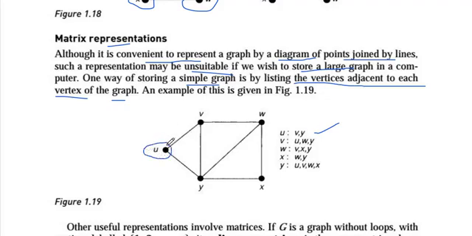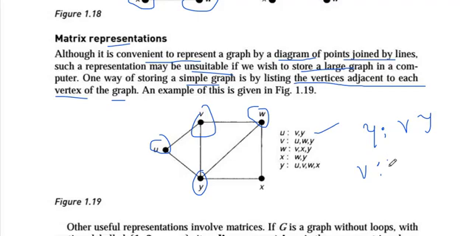Let's say we take vertex u. For vertex u, which vertices are joining with it, which are the adjacent vertices which have a common edge: v and y. Now let's take the next vertex v. Which vertices are connecting with v? w, y and u. So u, w and y.